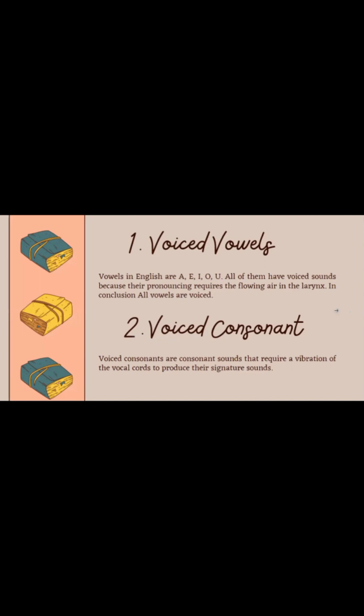On this occasion I will cover voiced sounds, voiced vowels, voiced consonants, and 15 examples of voiced consonants and how to pronounce them. For the first, voiced vowels. Vowels in English are A, E, I, O, U. All of them are voiced sounds because pronouncing them requires air flowing through the larynx. In conclusion, all vowels are voiced. And second, voiced consonants. Voiced consonants are consonant sounds that require a vibration of the vocal cords to produce their signature sounds.